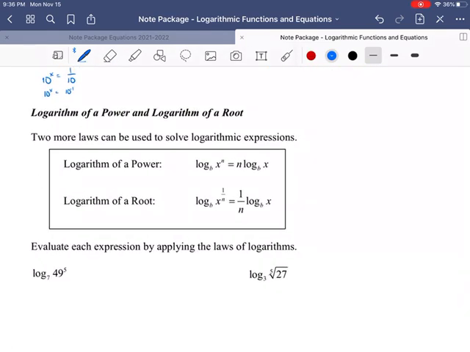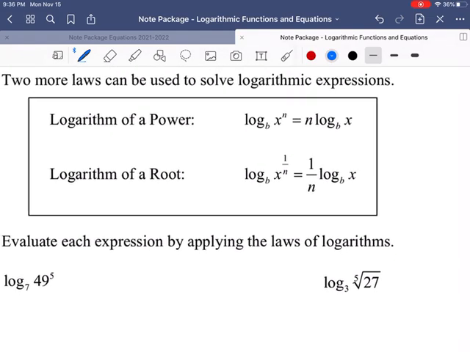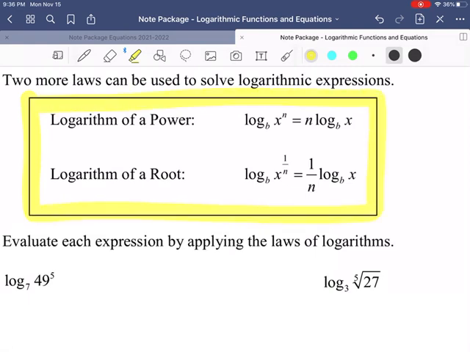Logarithm of a power and logarithm of a root. So two more laws that we can introduce are these. Now, I'm pretty sure these are on the diploma formula sheet, so you don't have to remember them. Well, let me just double check that. But you will need to know how to use them. Yeah, so you're given these ones, but you need to know how to use them.